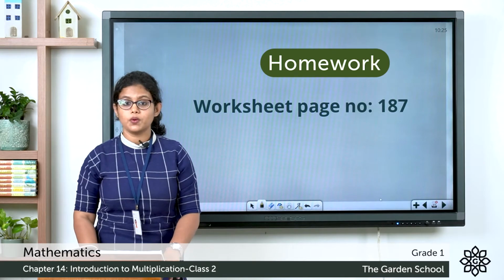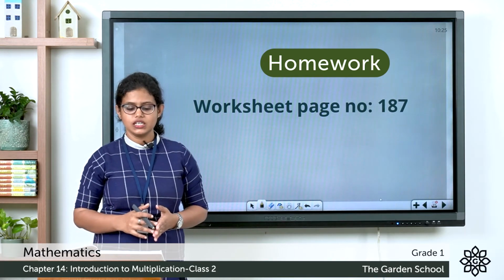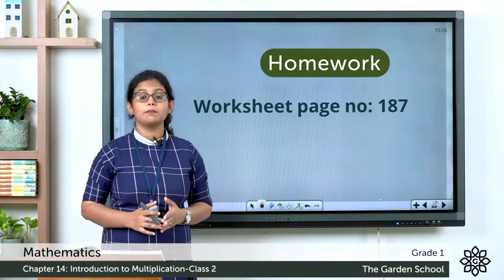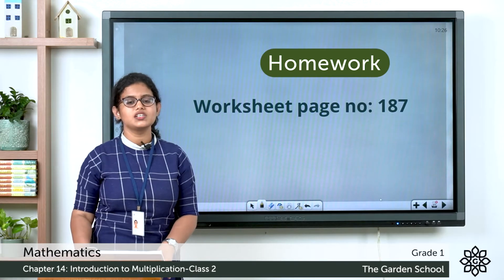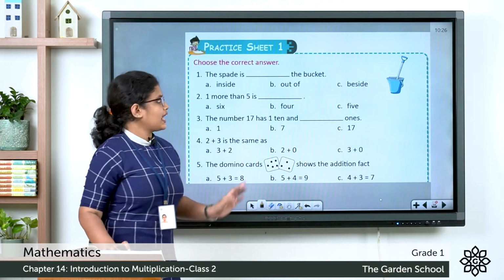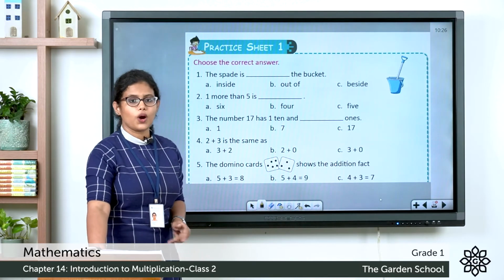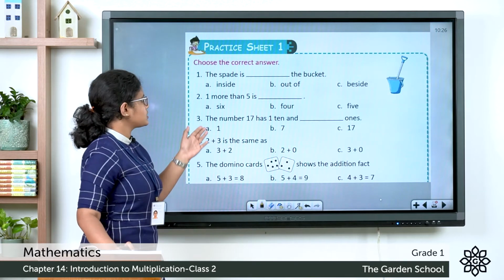Now, in page number 187, you have a worksheet. You can do this as an activity and you can go through the Maths Lab activity also. Once you are done with the worksheet, you can send it to Microsoft Teams. The next is the practice sheet 1. So, choose the correct answer. See the first question.